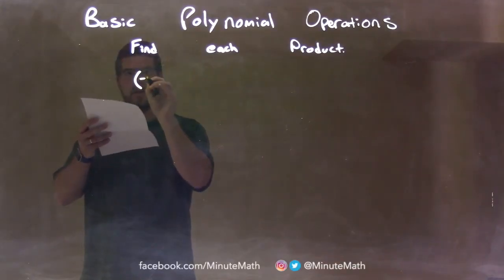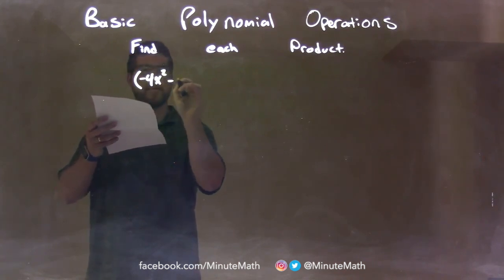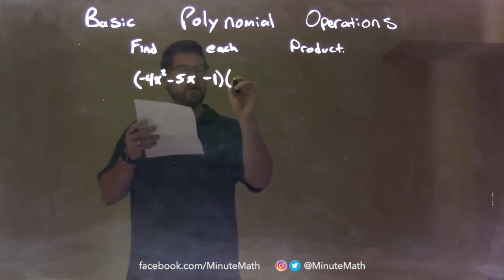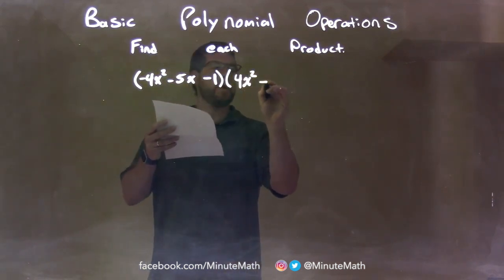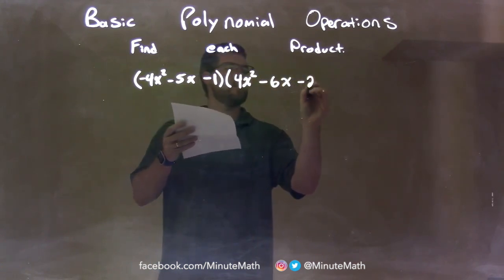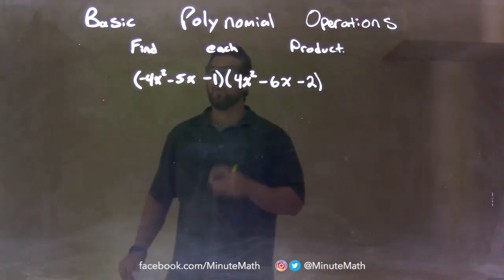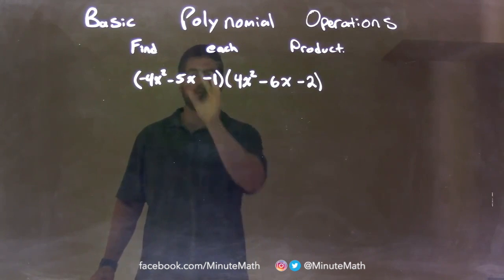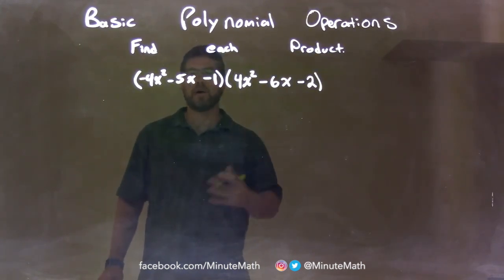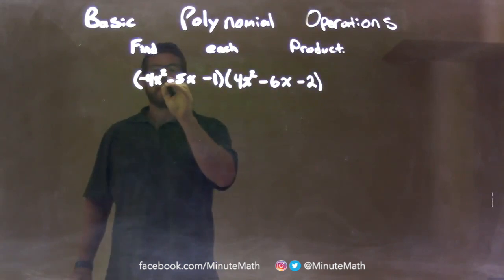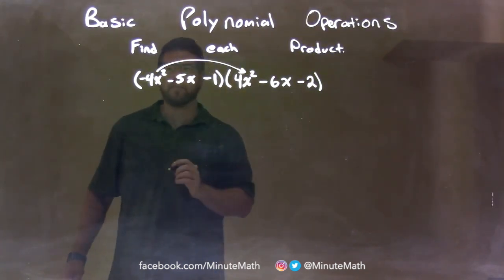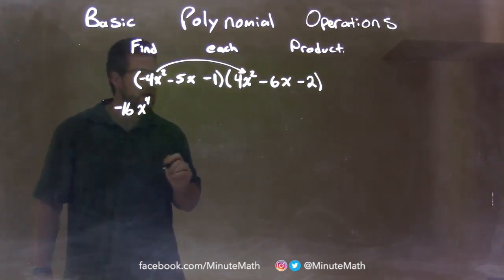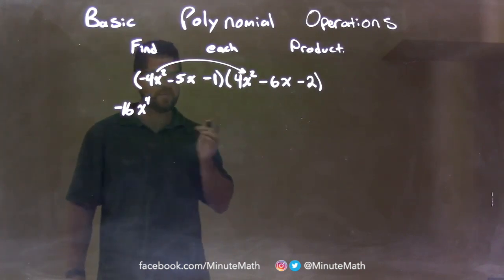We have a negative 4x squared minus 5x minus 1 times 4x squared minus 6x minus 2. Okay? Well, what I want to do here is multiply all parts of my first parenthesis by all parts of my second parenthesis. Just because there's 3 terms in each one doesn't mean we can't follow the same process. So, negative 4x squared times a positive 4x squared. That's going to be a negative 16, but then it's x to the 4th power, right? X squared times x squared is x to the 4th power, okay?